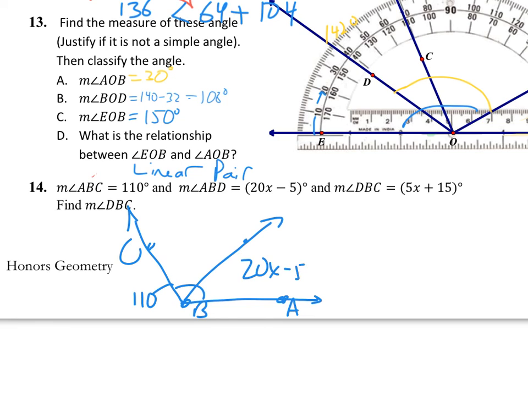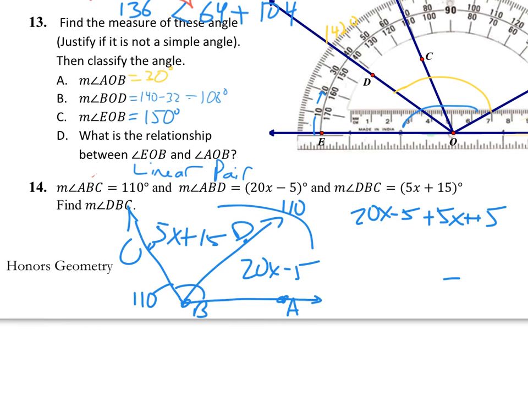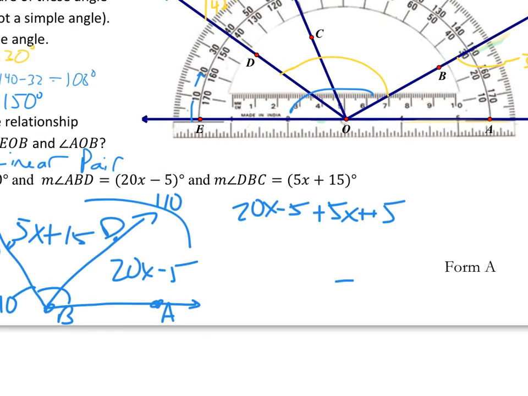So ABD is 2x minus 5. And DBC is 5x plus 15. Okay? So we know the parts add up to the whole. That's the key. The whole thing is 110. So we know that the 2x minus 5 plus the 5x plus 15 has to equal that grand total, which was 110.